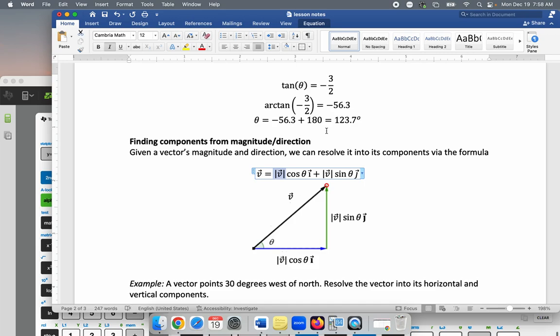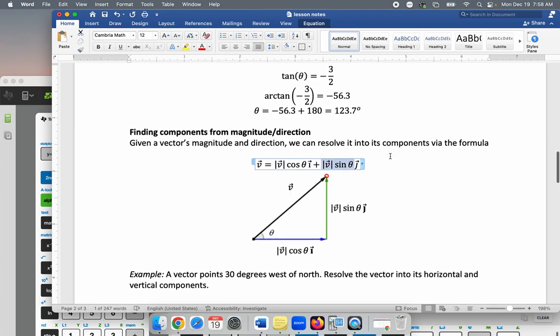Any vector v will be the magnitude of the vector times the cosine of theta, where theta is the direction of the vector, the same angle we've been talking about this whole time. And that's i, the special unit vector i. So this guy right here is essentially the horizontal component of the vector. And then magnitude of v sine theta, this is going to be the vertical component of the vector. Now, why does this formula work?